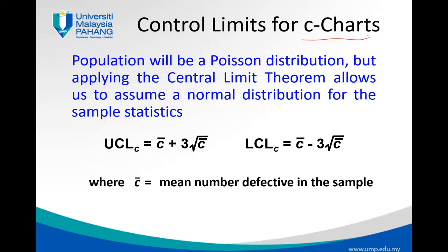The population will be a Poisson distribution, but applying the central limit theorem allows us to assume a normal distribution for the sample statistics. So again, these are the formulas for the upper control limit and lower control limit. C bar is the mean of the count, then multiply 3 by the square root of C bar.